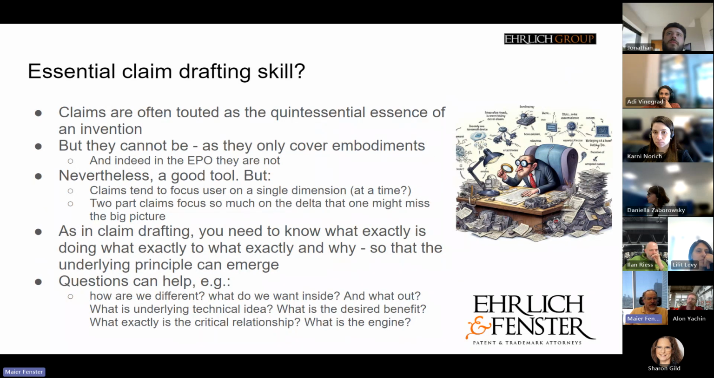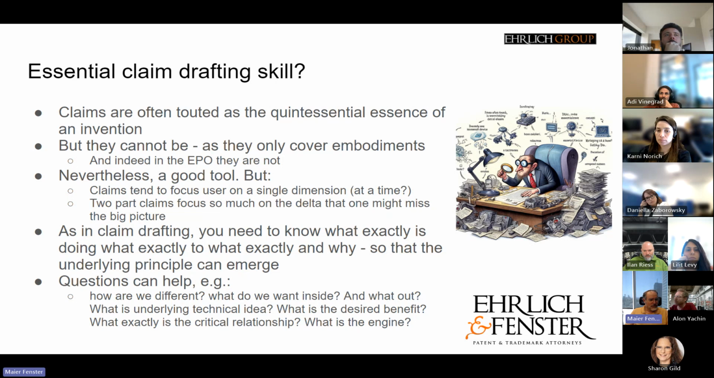So is drafting a claim the same as determining the essence of an invention? Some people say yes, but it can't be. And why can't it be? Because the claims only cover embodiments. They don't actually describe the essence. And we've seen that the European Patent Office definitely distinguishes between invention and claim. And I won't get into it, but they use it as an argument to reject certain types of medical treatments as being medical rather than technical.